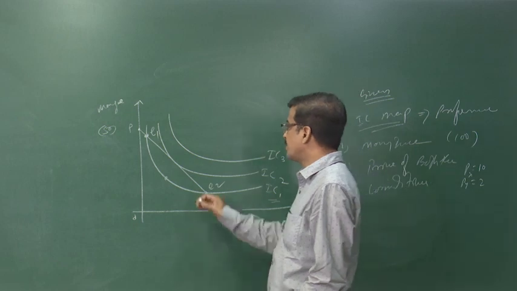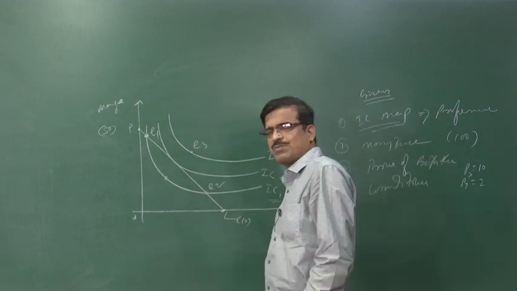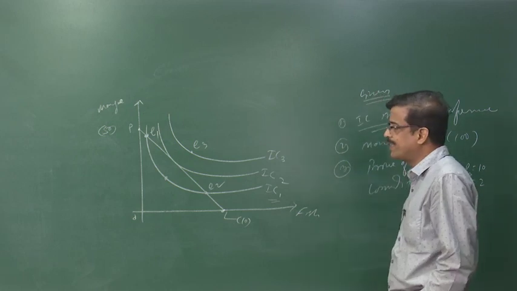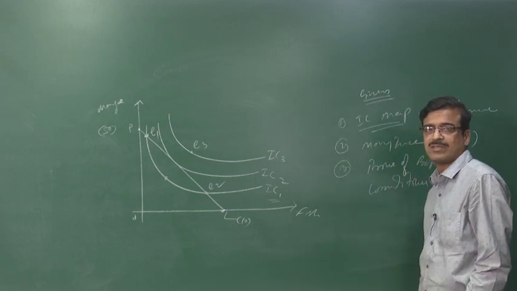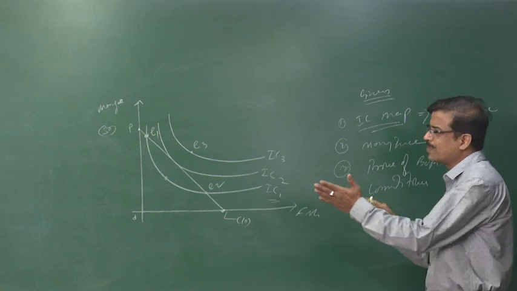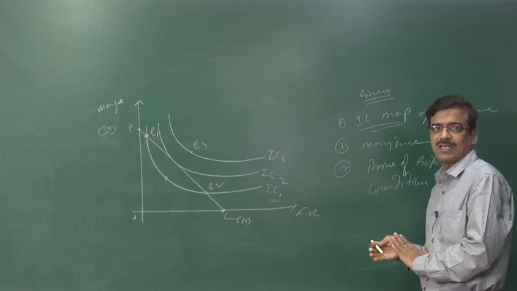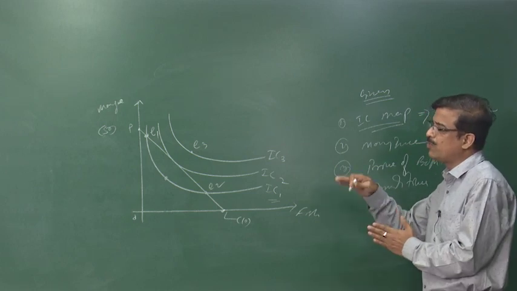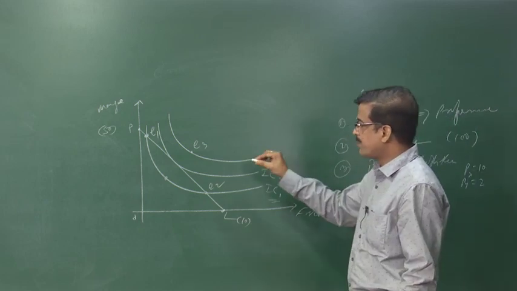Okay, let us say we move to the point E3. Is it possible? Obviously at the point E3 it provides better satisfaction as compared to E1 and E2, but it is not possible for us, because why? Because our budget line is fixed, the price line is fixed, that is PL, it is fixed. As the price line is fixed, we can't move to E3. So we cannot reach E3.